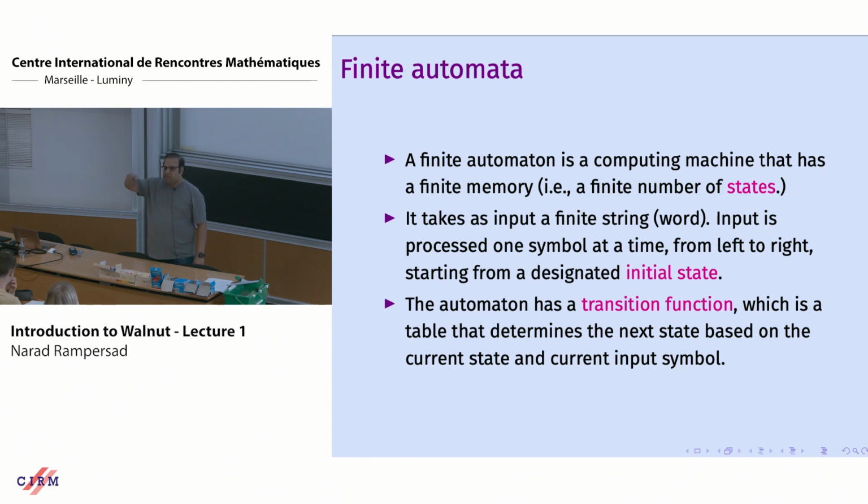And as it processes the input, well, it starts in some designated initial state, and it has a finite transition table that just tells it, okay, based on what state I'm currently in and what symbol I'm reading right now, what the next state I should transition to is, right? And it just proceeds like this, moving one symbol at a time and just updating its state as it reads each symbol.